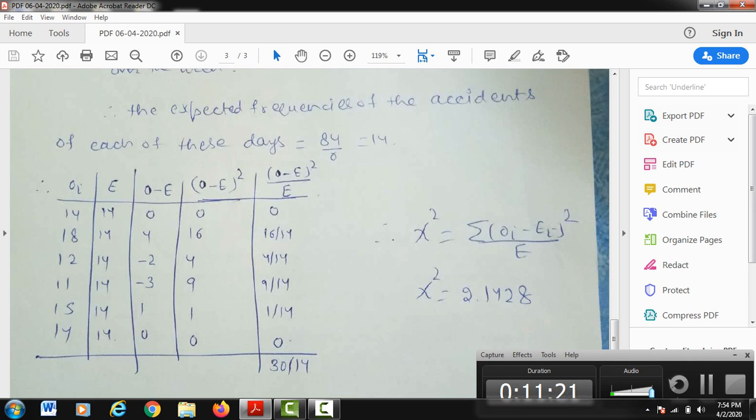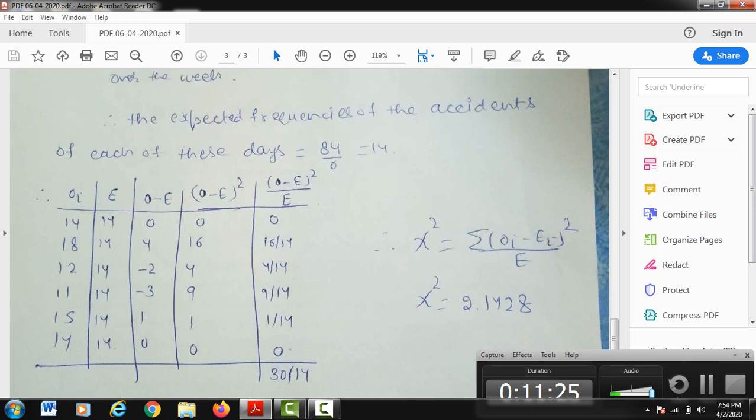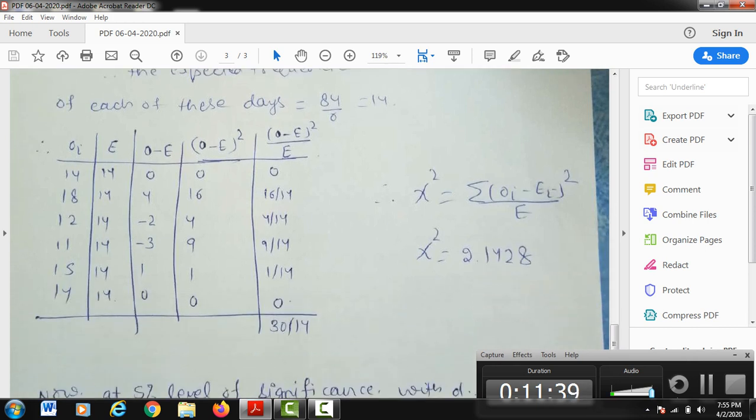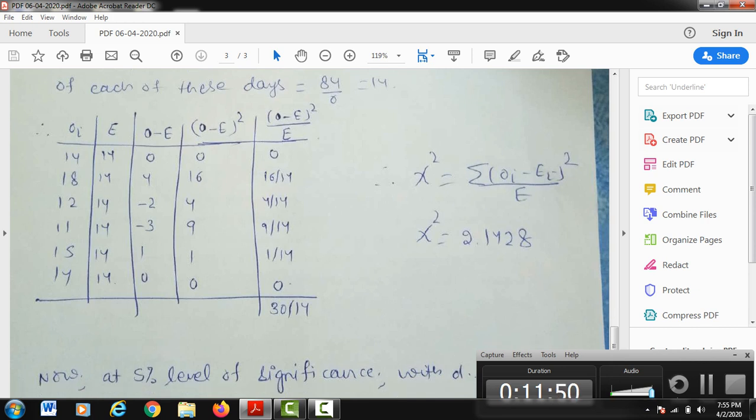Now I will generate the column EI or E, the expected frequency. As I have taken my null hypothesis that the accidents are uniformly distributed over the week, it means the number of accidents on all these 6 days are almost the same. So how will you calculate the expected frequency? You will add the sum of OI, 14 plus 18 plus 12 plus 11 plus 15 plus 14, and then divide by the number of days, that is 6, which comes to be 14.